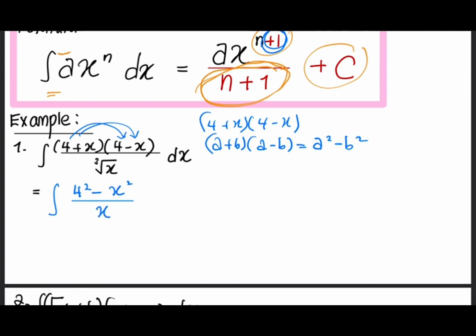And here, I change it to x to the power of 1 over 3, so I can separate it very nicely. So let's say here is 16.